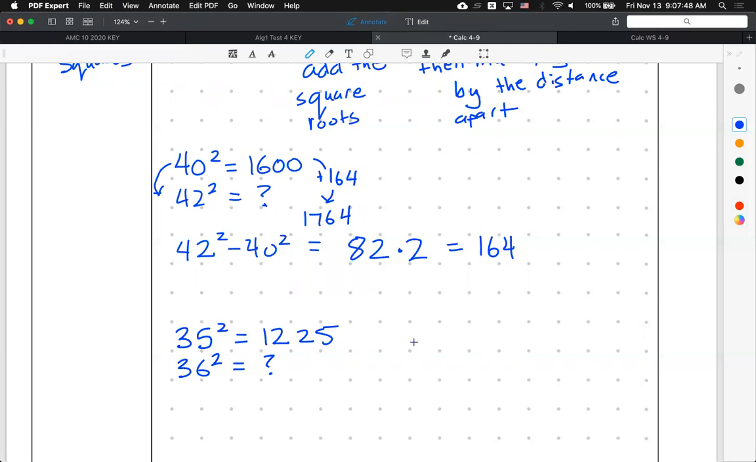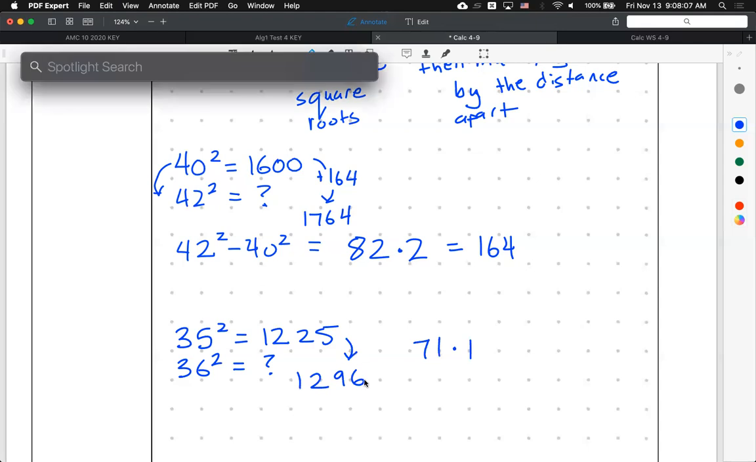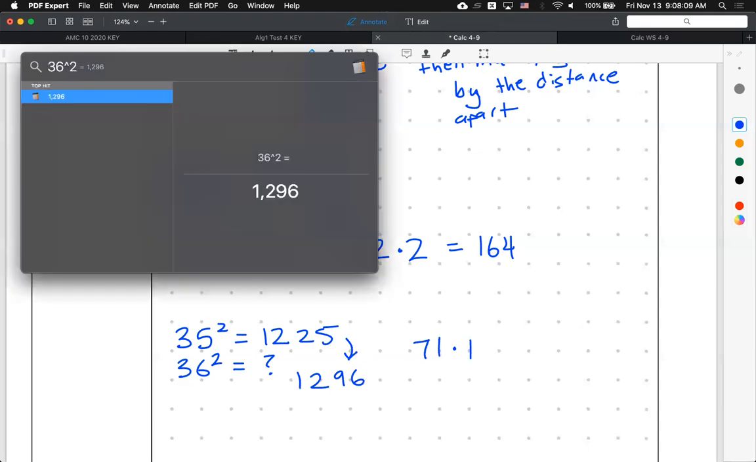Add them. So 35 plus 36. Well, 35 plus 35 is 70, so it must be 71. Then I multiply by the distance, 1. Add 71, and you get 1296. And let's check it out. 36 to the power of 2, 1296. Cute little rule.